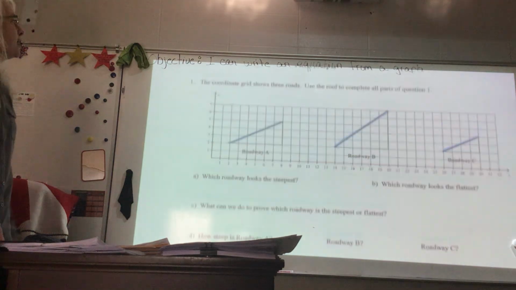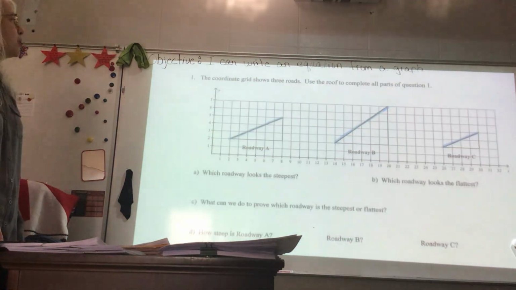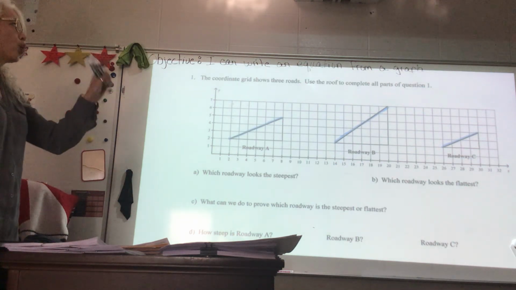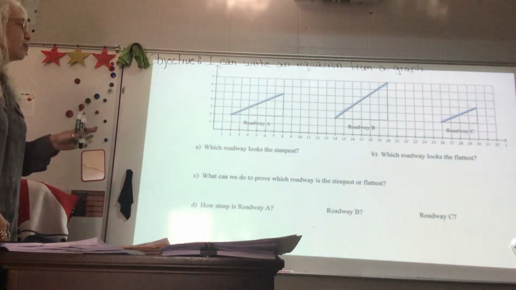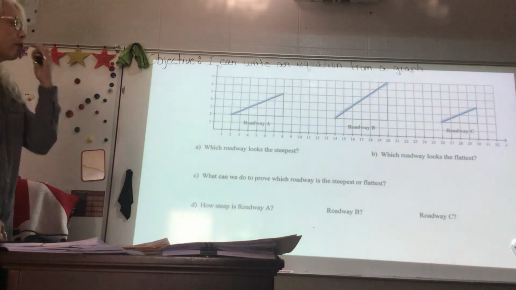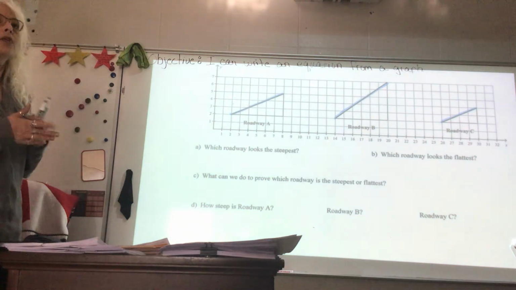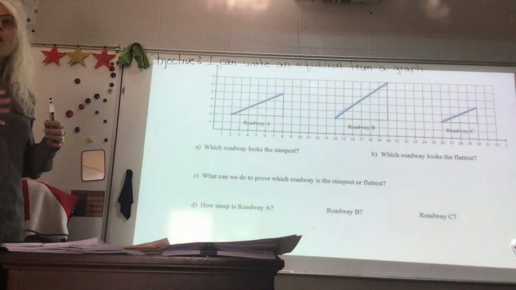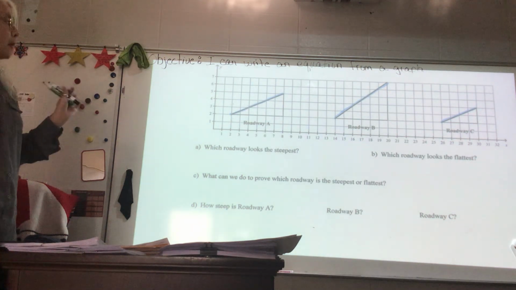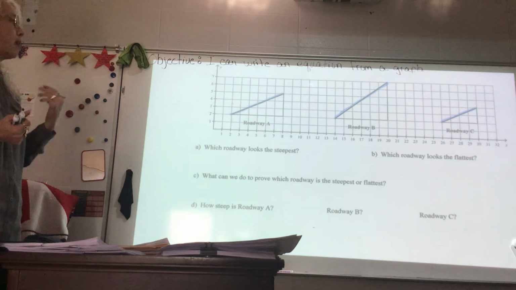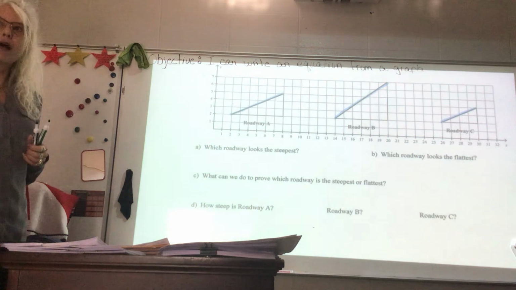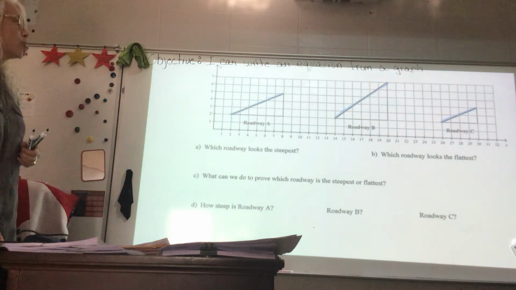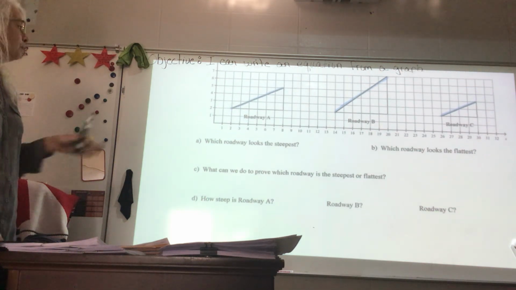Okay, so on the pitch slope, it says the coordinate grid shows 3 roads. Use the rows to complete all parts of question 1. It says which roadway looks the steepest, and part B, which roadway looks the flattest. So we can just eyeball it and go, oh, well, B is the steepest, and oh, C has to be the flattest. But that is just using my visual opinion, just looking at it and getting my own thoughts.